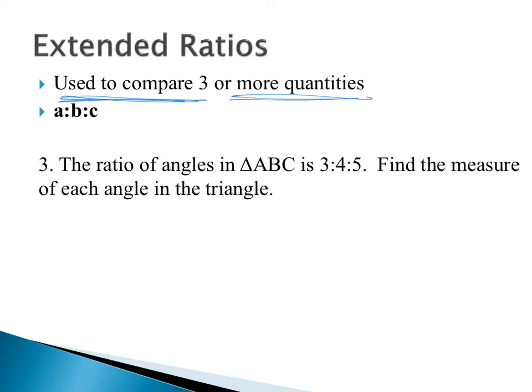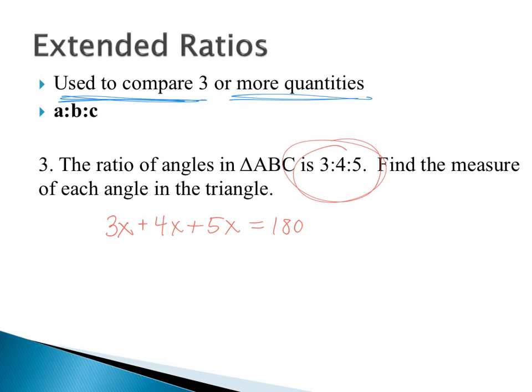So right here, you can see we have an extended ratio, 3:4:5. So what we do is we take those numbers and we put an x behind them and we add them together. So we're going to do 3x plus 4x plus 5x. We're going to add them all together. And in this case, they are the angles in a triangle. Well, we know something about the angles in a triangle. They add up to 180 degrees. Every triangle, the angles add up to 180.